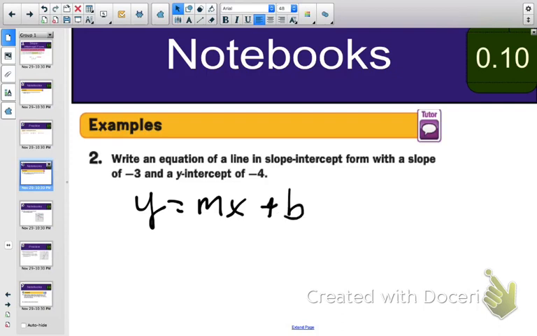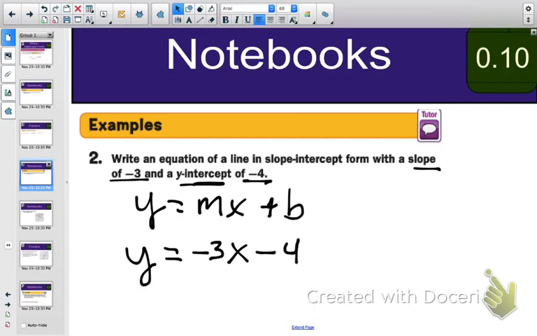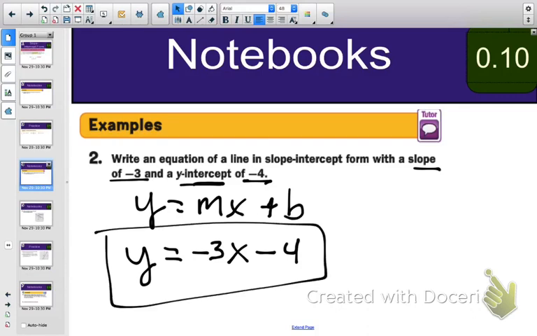So again, my y stays the same. Don't put negative 4 in for y because it says y-intercept. Remember, y-intercept is actually the b. So y equals m. M is going to be our slope, which is negative 3. So negative 3, x is going to stay, plus b, b is negative 4. So I can either do a plus negative 4, or I can just put minus 4. And now it is in slope-intercept form. Simple enough.